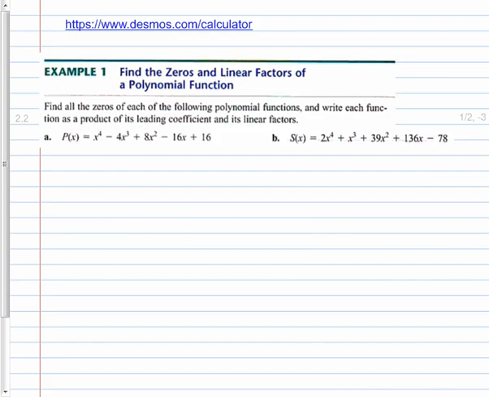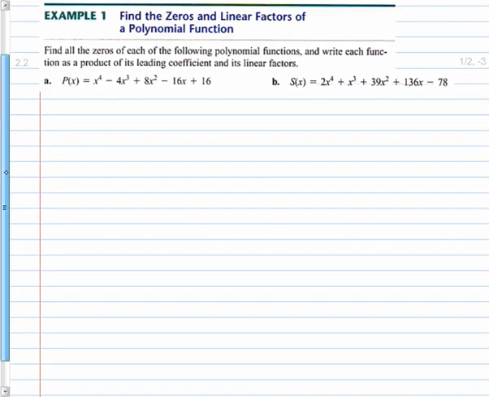So there's the link to this calculator for online people. Graphing calculators work, as well as the Desmos app. It works real great too.